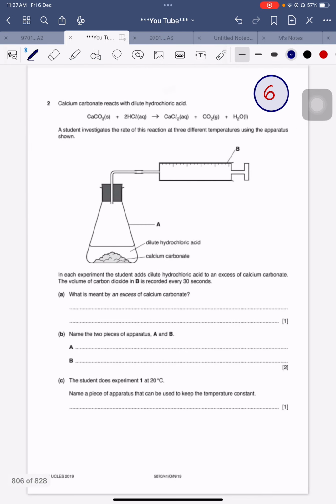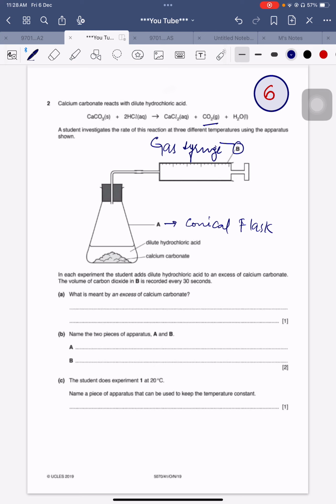Now come to this question. It is related to collection and measurement of a gas in a chemical reaction where a reaction is happening between calcium carbonate and hydrochloric acid. As a result of calcium carbonate reacting with hydrochloric acid, the gas produced is carbon dioxide, which will be measured by this gas syringe. And what is A? A is called a conical flask. Whereas B is called a gas syringe. And guys, there is a piston in that gas syringe as well.